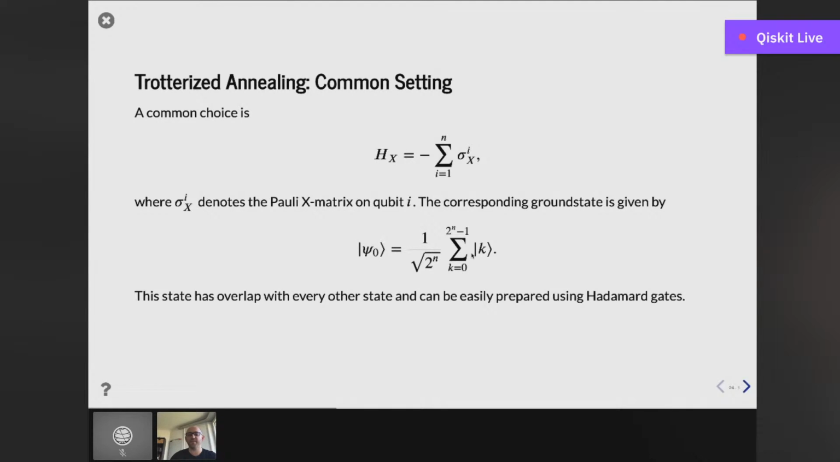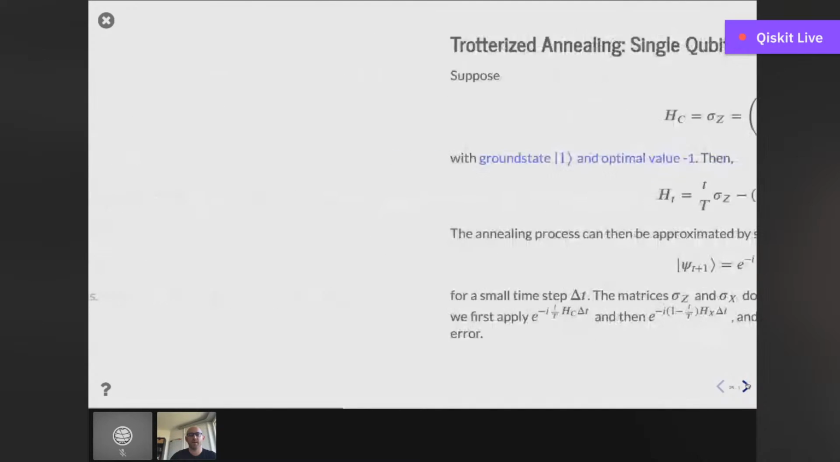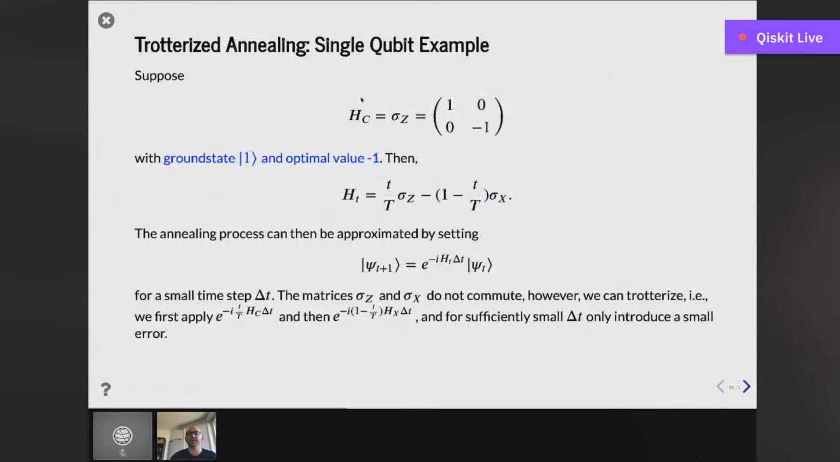Another thing is that this equal superposition state has a non-zero overlap with every possible basis state. So it has a non-zero overlap also with the optimal solution, that is the ground state of HC. So this choice satisfies everything that we need. Good. Let's now use a very simple example, a single qubit example. And let's suppose that HC, the cost Hamiltonian, is equal to sigma z.